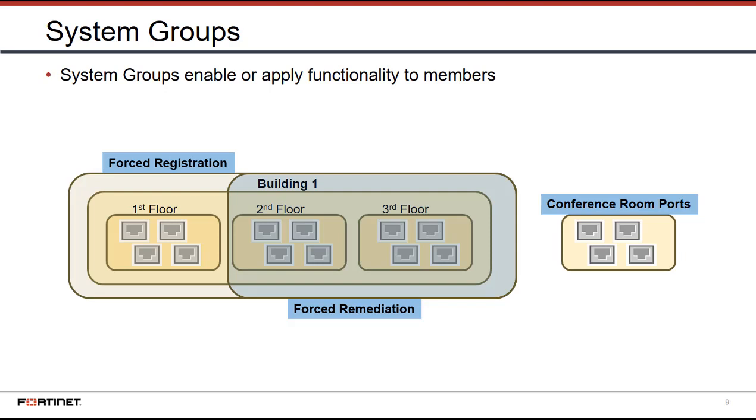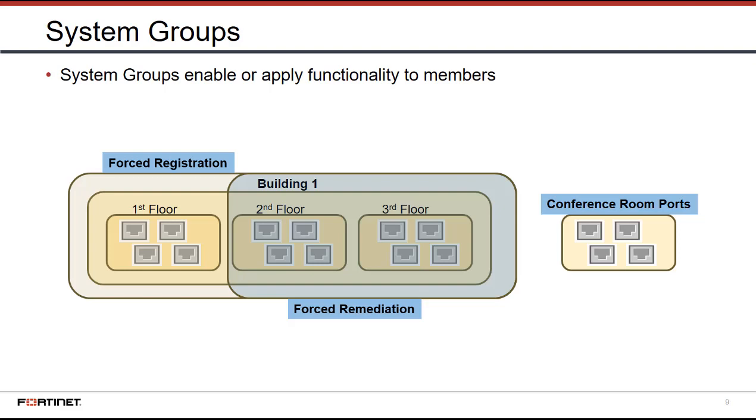So in the second and third floors, we're doing both states. We've got those ports in two groups. They're in both the forced registration and the forced remediation port group. So if an unknown host connected to the second or third floor, they would have to go through both processes. They would have to onboard and become a trusted host or a known host, then they would have to also be in compliance in order for them to then be moved to whatever production network they were supposed to be on.